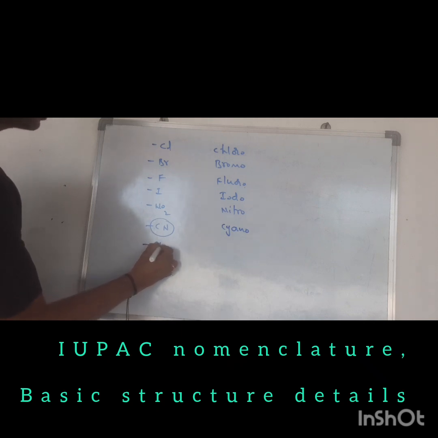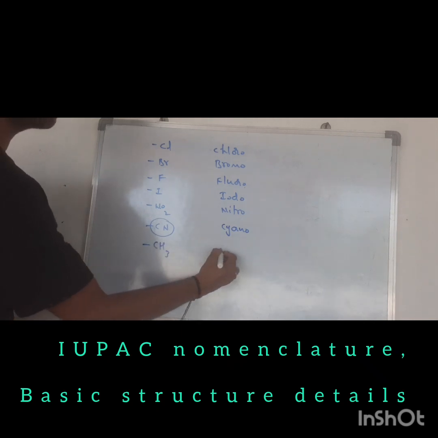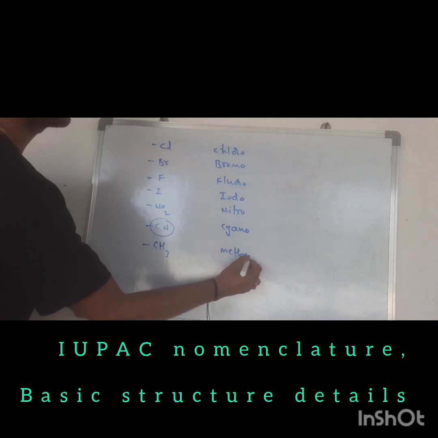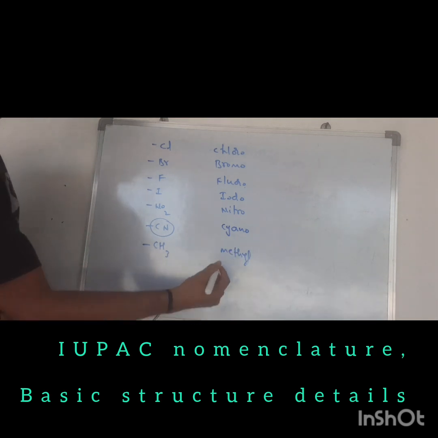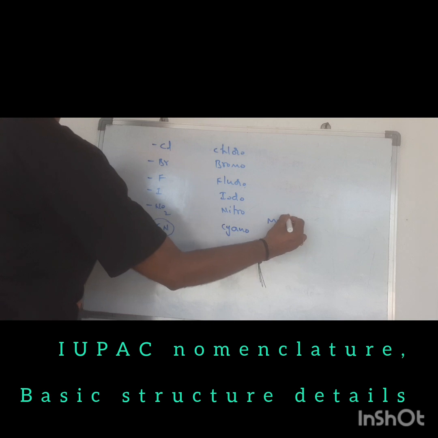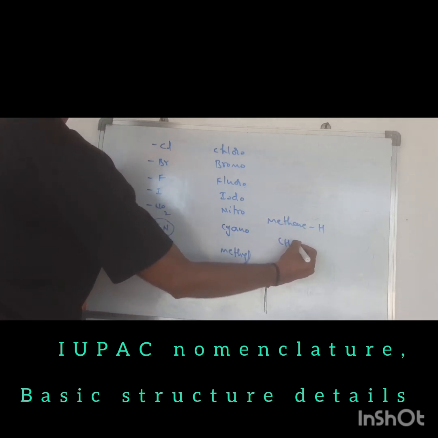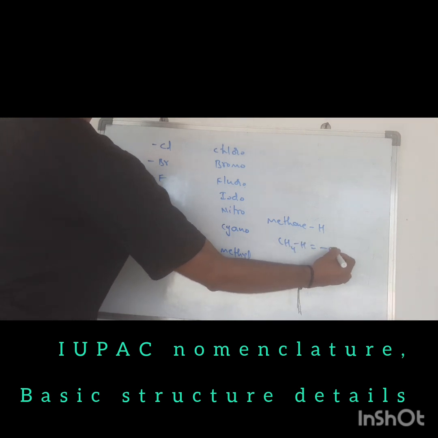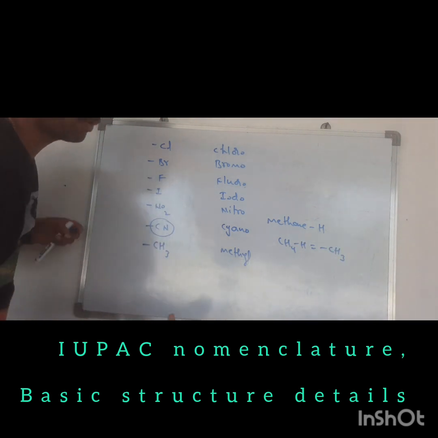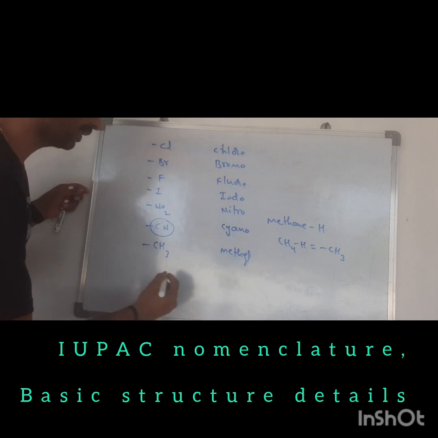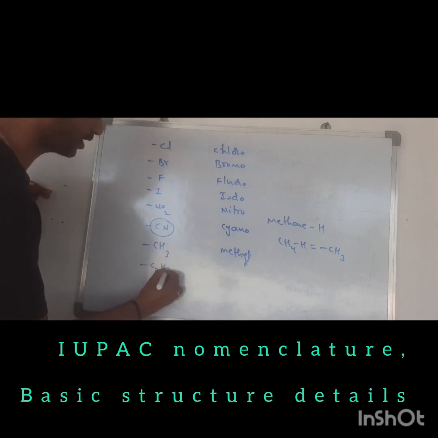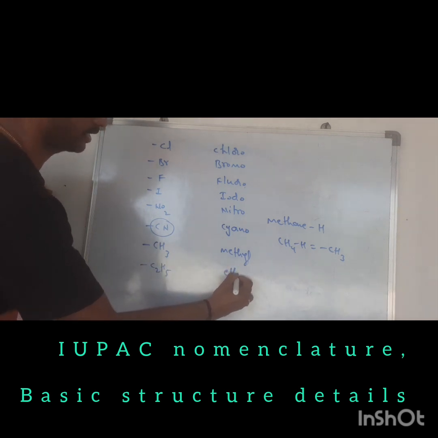Next, the CH3 group is called methyl. Methyl is obtained from methane, simply methane, CH4, minus one hydrogen, which is CH3, methyl. If one hydrogen is removed from ethane, that is called ethyl. For example, if two carbons are present in the substituent, that is called ethyl.